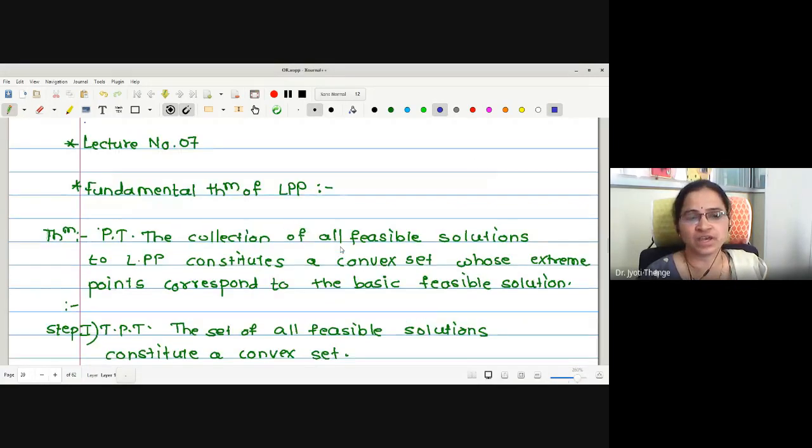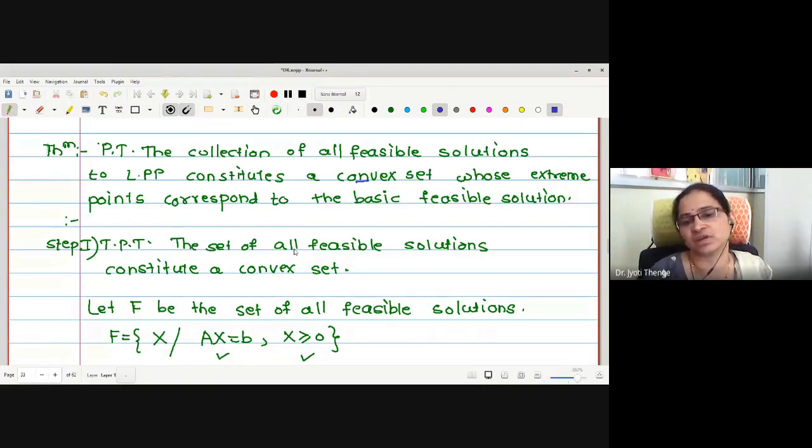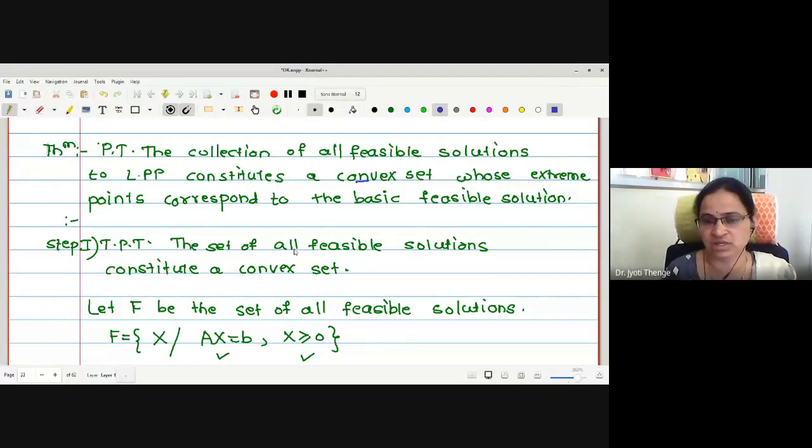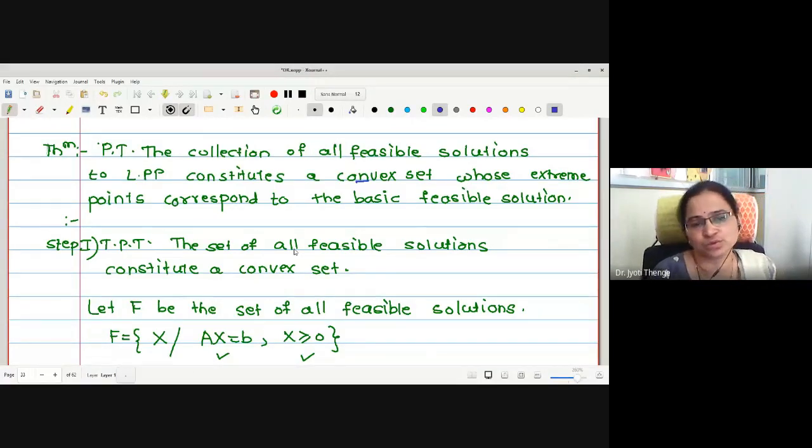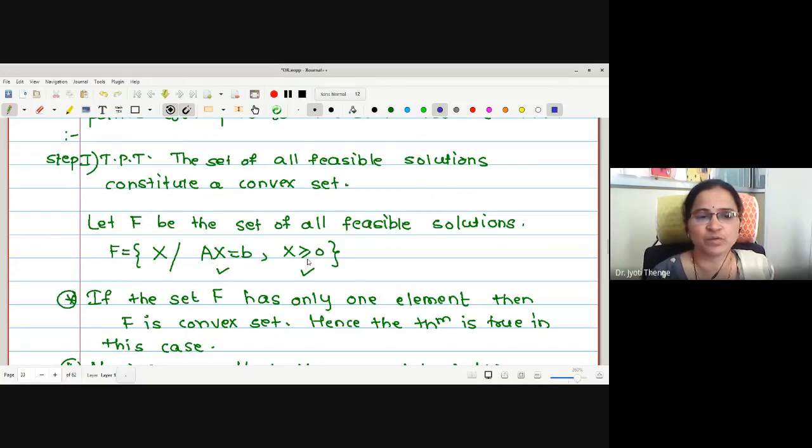In the last lecture, we have covered the fundamental theorems of linear programming problem. The first theorem tells us that the collection of all feasible solutions to the linear programming problem constitutes a convex set. Also, the extreme points correspond to the basic feasible solution. The very simple meaning is that whatever is an extreme point of the convex region gives us a basic feasible solution. Okay. This theorem we have proved in two steps.